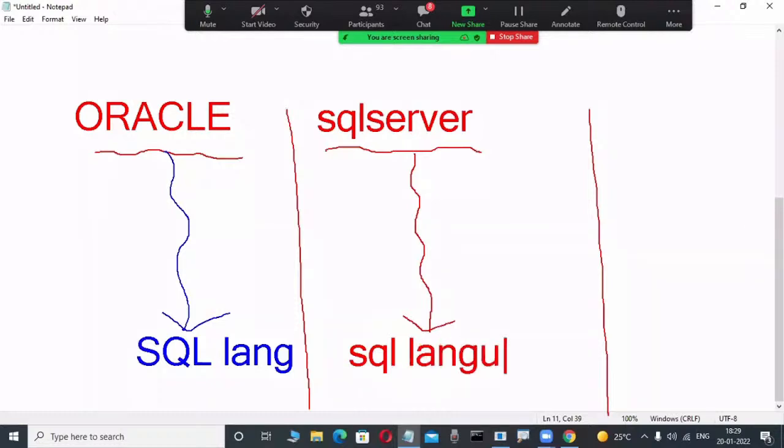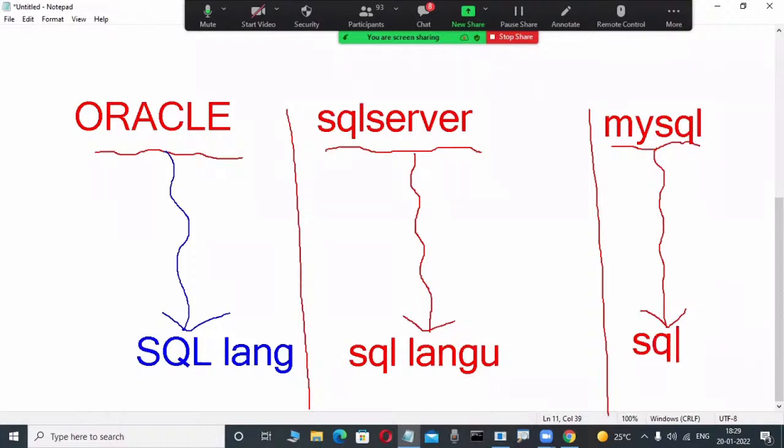Again, many people in my company use MySQL, which is also a relational database product. To operate this MySQL database product, which is open source, the employees also use SQL as a language. So SQL is a universal language.